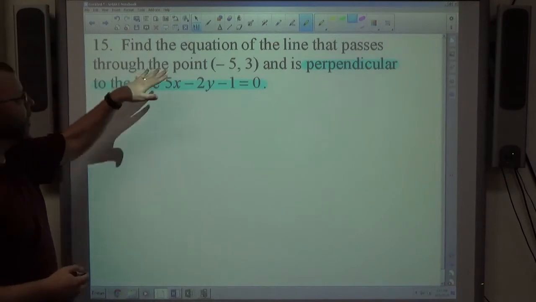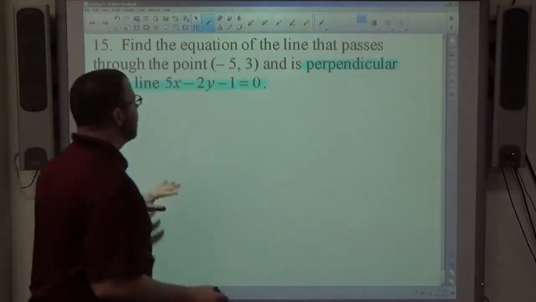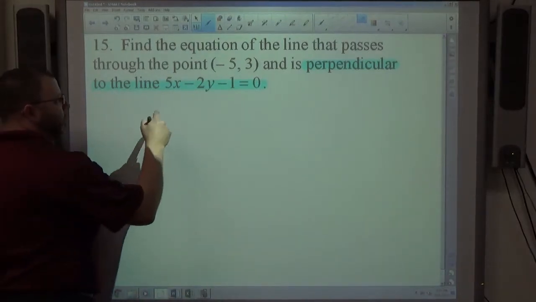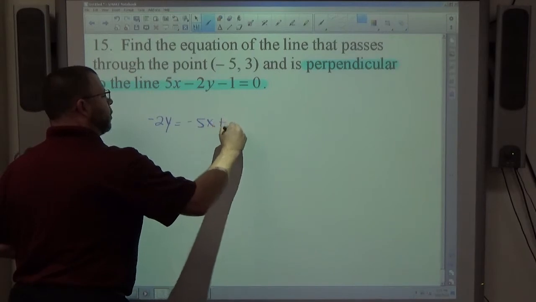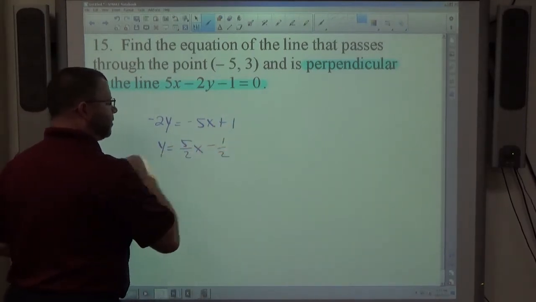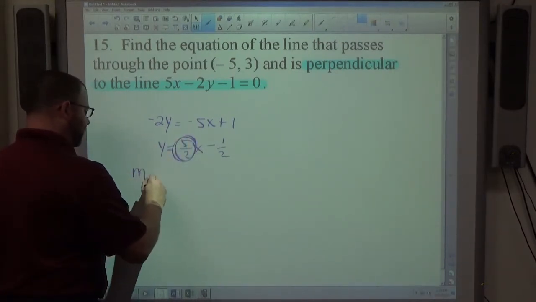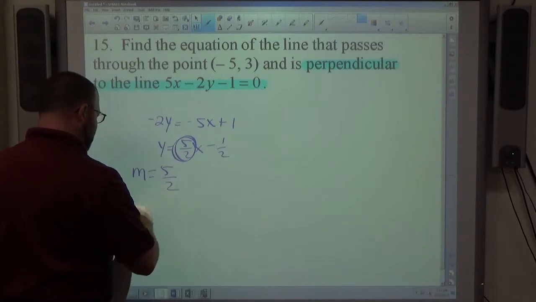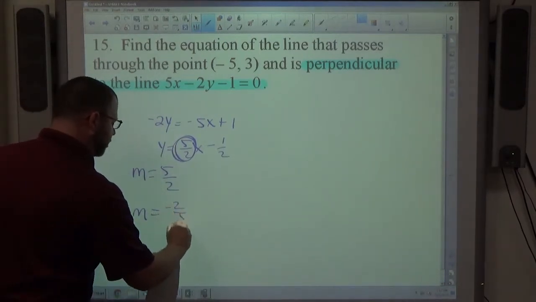Always when it says find the equation of the line, how do I find slope is the question I need to ask myself. In this case, if I get this to say y equals, so I'm going to get negative 2y is equal to negative 5x plus 1. So y is equal to positive 5 halves x minus a half. So I get that to say y equals. The slope of the line they're giving me is 5 halves, which means the slope of the line I'm looking for, the perpendicular slope, is going to be negative 2 fifths.